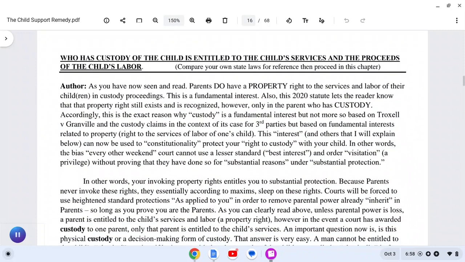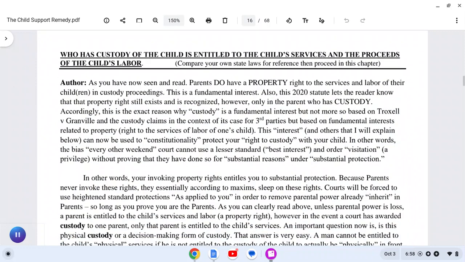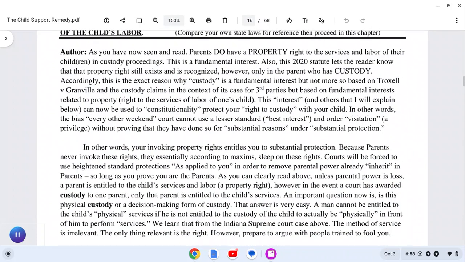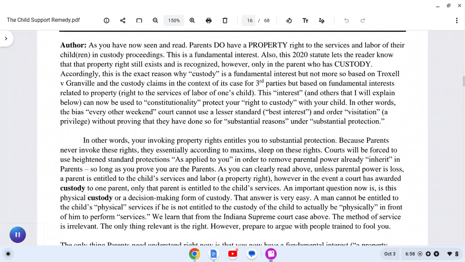Compare your own state laws for reference, then proceed in this chapter. I see some of these terms. At least in Alabama, I would have to go and read the statutes just to see, but I don't doubt that she is wrong about any of this information.